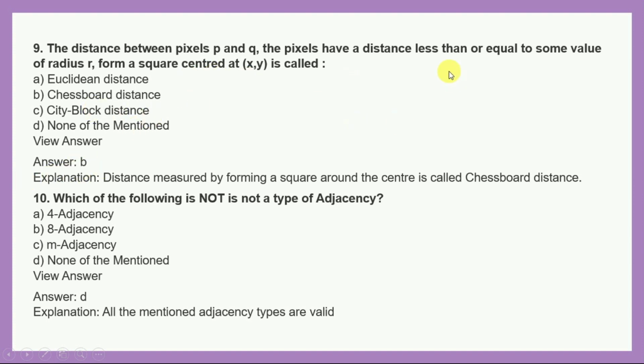Now the question, which of the following is not a type of adjacency? So which one is not a type? So we have 4 adjacency, 8 adjacency and M adjacency. So answer is none of the mentioned, because these all are types of adjacencies.